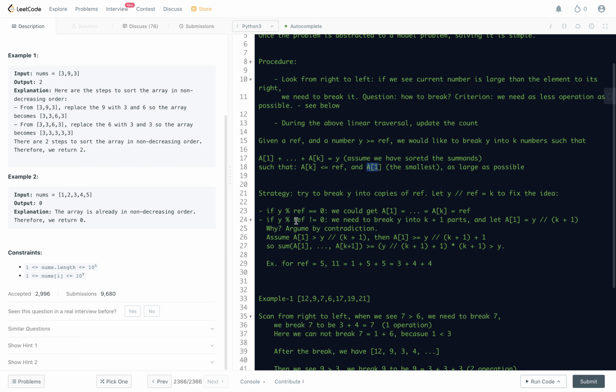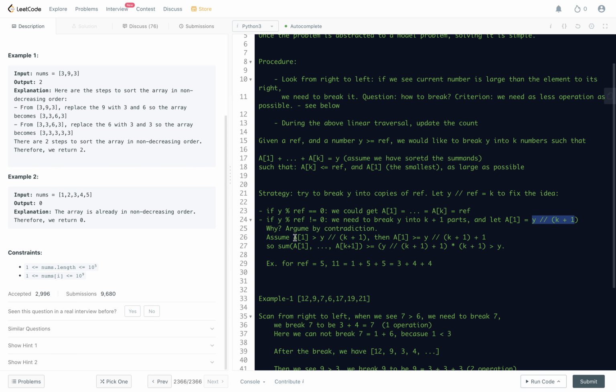In the other case, if the reference does not divide y, we need to break y into k plus 1 parts. If we use fewer parts, the largest one will be larger than the reference, right? And we also claim the largest possible smallest a1 is y divided by k plus 1. Let me restate this. The largest possible a1 is this number, y divided by k plus 1. This can be easily proved by contradiction.